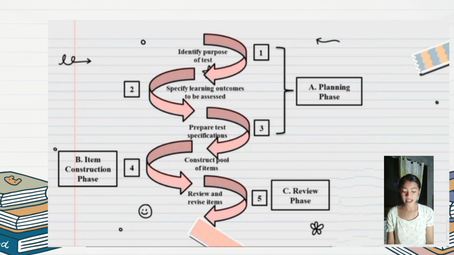Third is prepare test specifications. Test specifications provide information on how the academic standards are addressed and contain specific rules and characteristics that guide the development of test content and format.